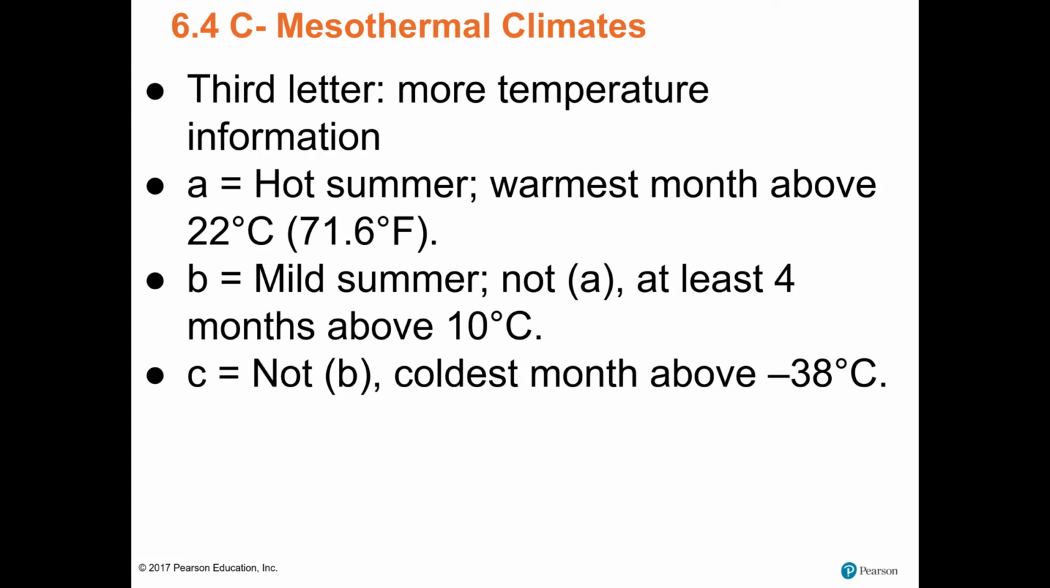If the coldest month is below -38, if the coldest month is colder than -38, it can't be a C climate, because C climates have above freezing winter temperatures. If the coldest month is below -38, it's got to be a D climate, and in fact it's a D whatever D climate, and that last D is the extreme subarctic.